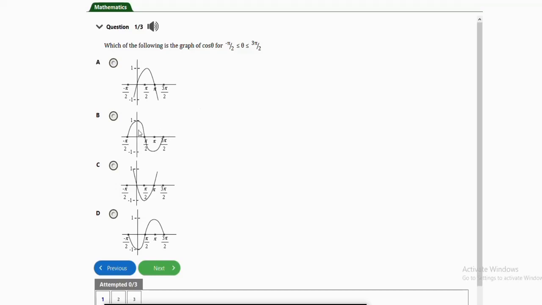So the graph of cos, this is how it looks like. So option B is the correct one. Take note of this. This is a repeated question in case you see it again. So the correct option is option B. Let's go to the next question.